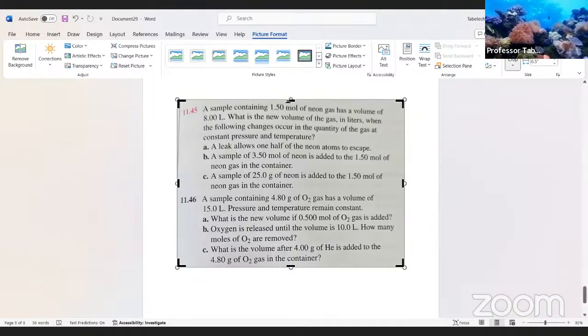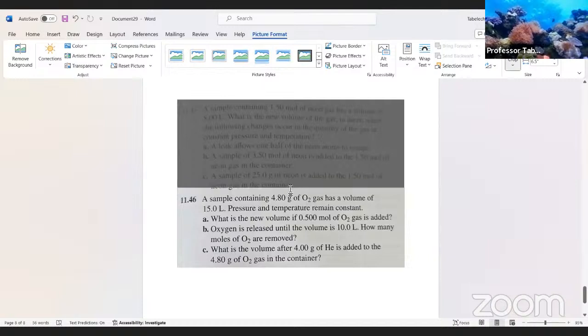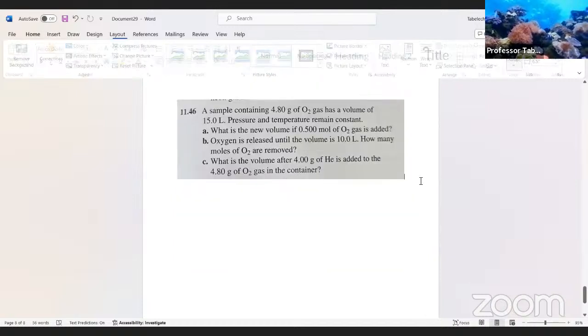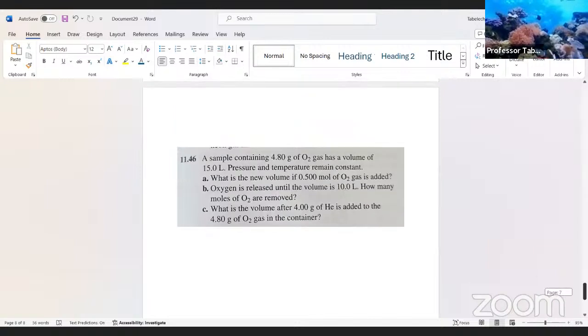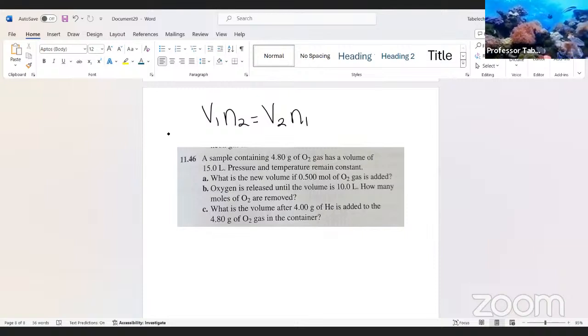Okay, so we're gonna do 11.46. We'll do letter A. No, better yet, let's do letter B, because this one is dealing with a new volume, a new mole problem. Okay, so we'll do that one. Let me put the formula back up here again so that you guys will know what we're working with. Again, V1 times N2 equals V2 times N1. That's the base formula, but we can remix this formula to ensure we get our answer, okay?